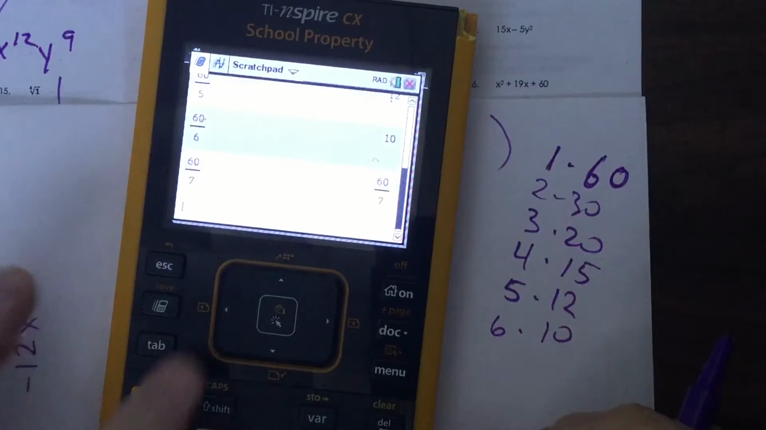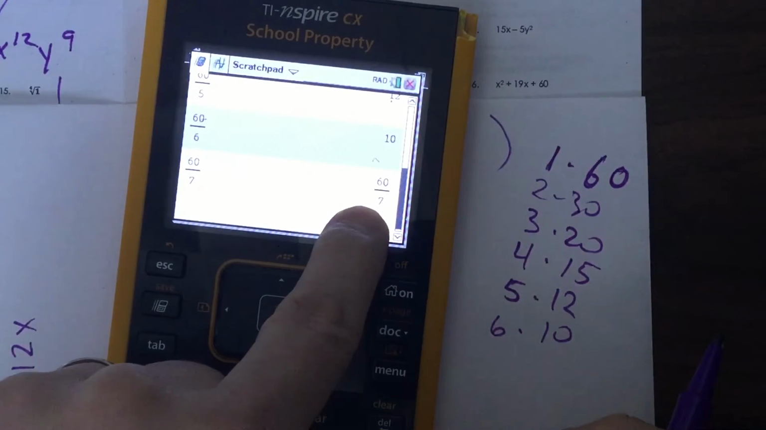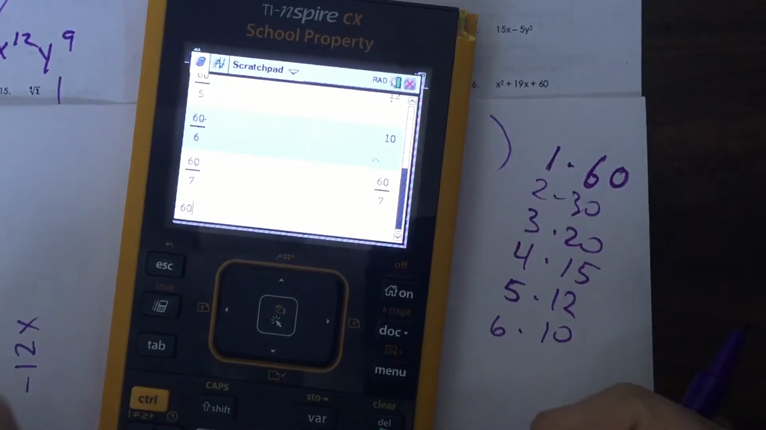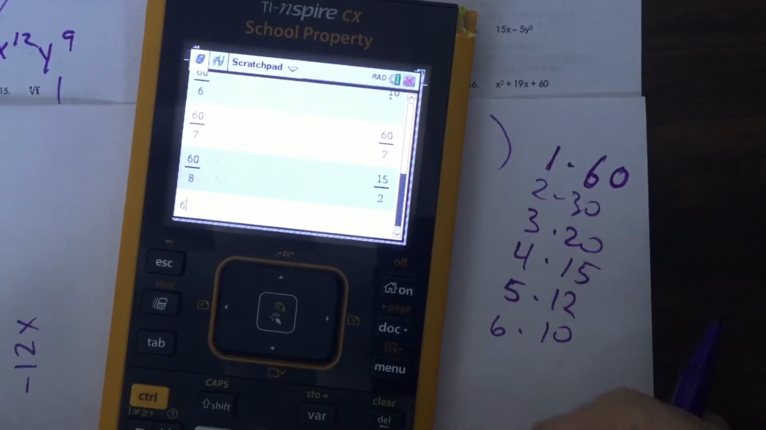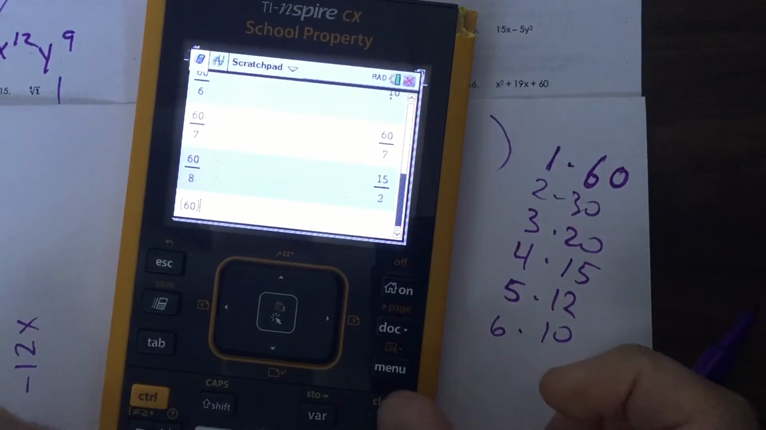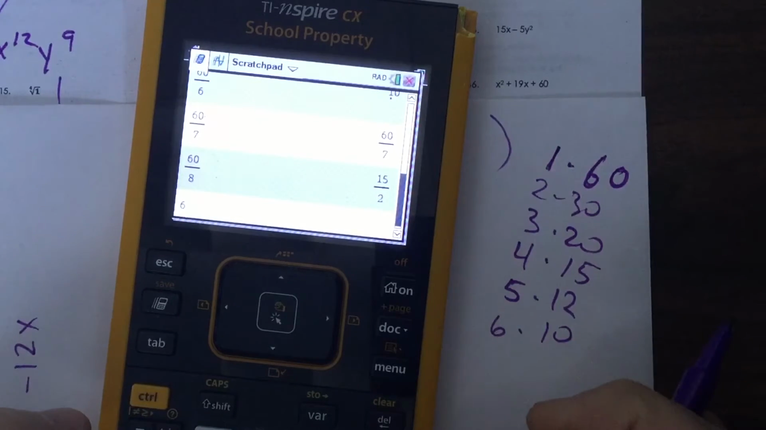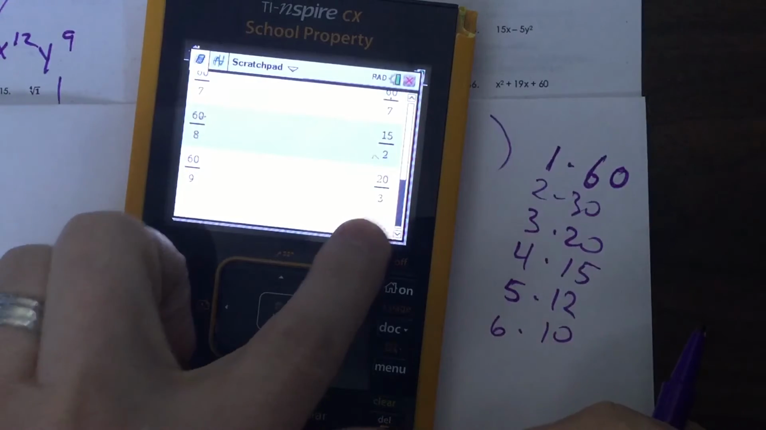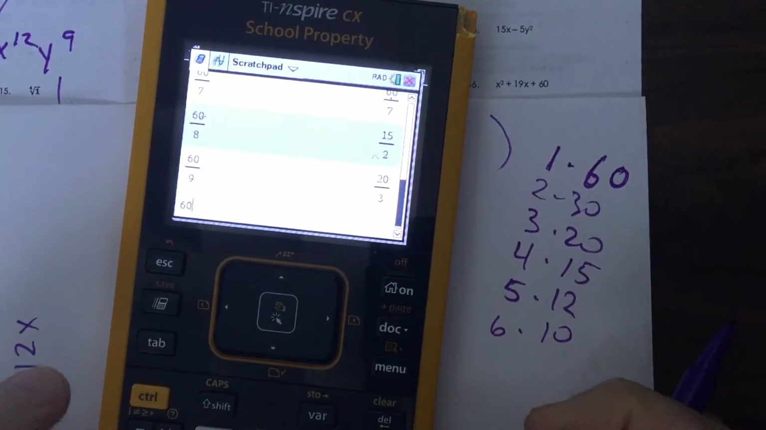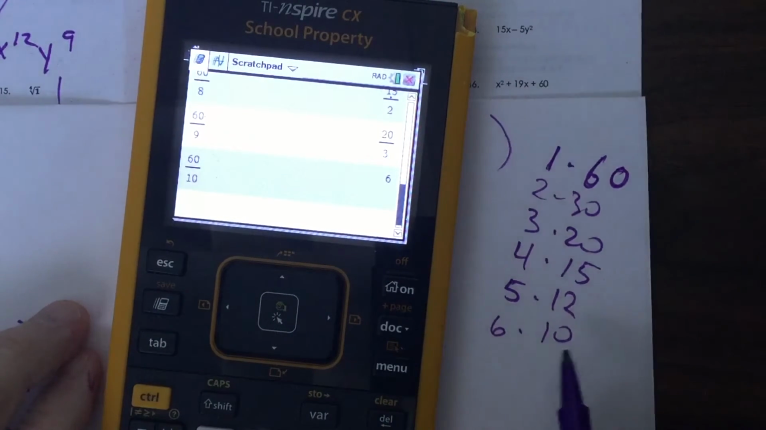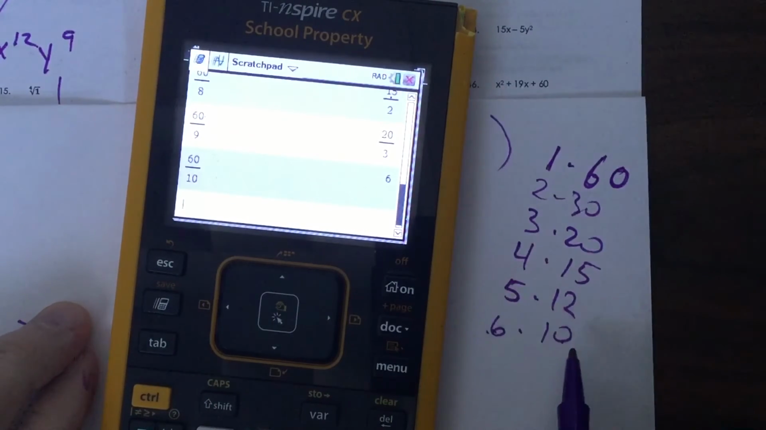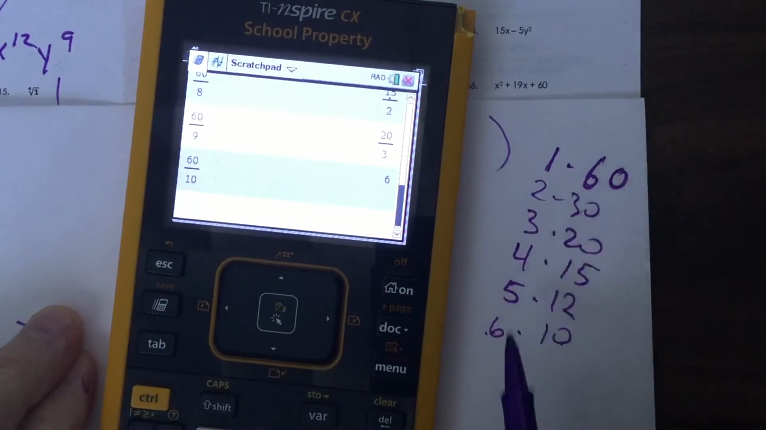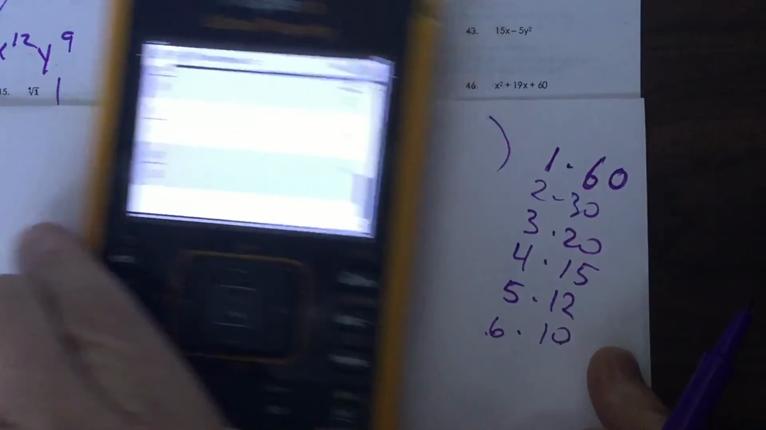60 divided by 7 gives me an ugly number. I'm going to not use that one. 60 divided by 8 gives me another ugly number. Skip it. 60 divided by 9. And see, a lot of you guys, you know by just number sense that it's not going to work. But if you're not sure, this doesn't take very long. Now 60 divided by 10, we already have. We have 6 and 10. We have them right here. That tells us for sure that you have all your factors.